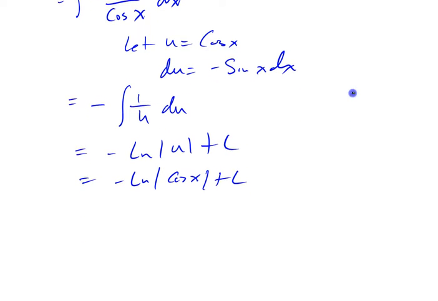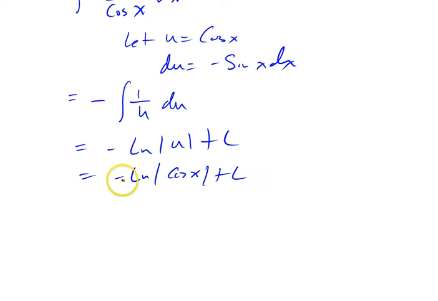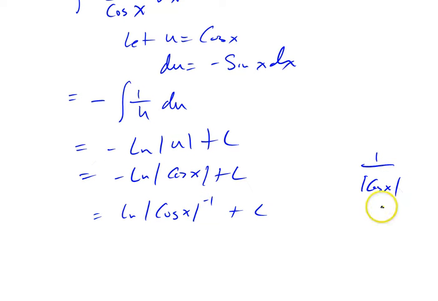Now, it's generally not written this way because what they do is they take this -1 that's being multiplied out in front and put it as an exponent. So this would be the natural log of the absolute value of the cosine of x to the -1 power. But the cosine of x to the -1 power means 1 over the absolute value of the cosine of x. Well, 1 over the absolute value of the cosine of x is the absolute value of the secant. So it's usually written this way.